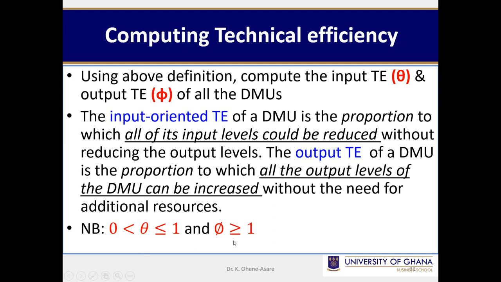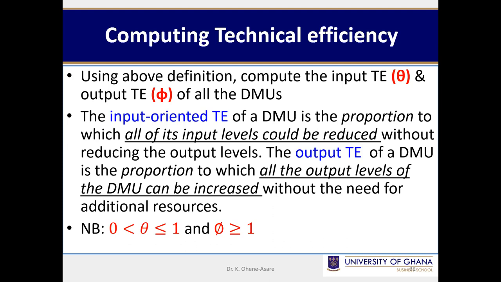And then the output-oriented score, which is phi, the Greek letter phi, has to be equal to 1 or more. In all cases, when it's equal to 1, the firm is efficient. When it is less than 1 in input orientation, it means that firm is inefficient. When it is greater than 1 in the output-oriented section, the firm is inefficient. You get it? Are you all clear?